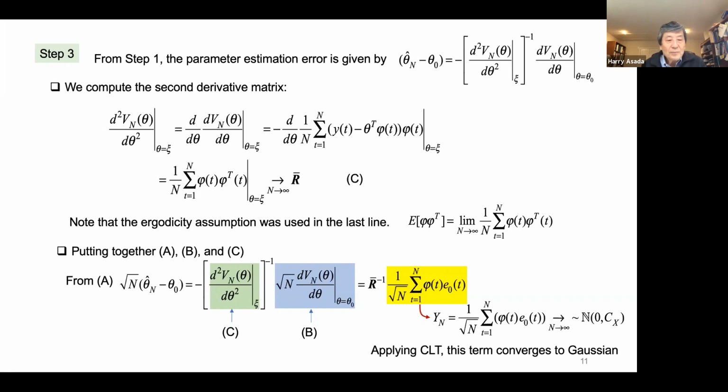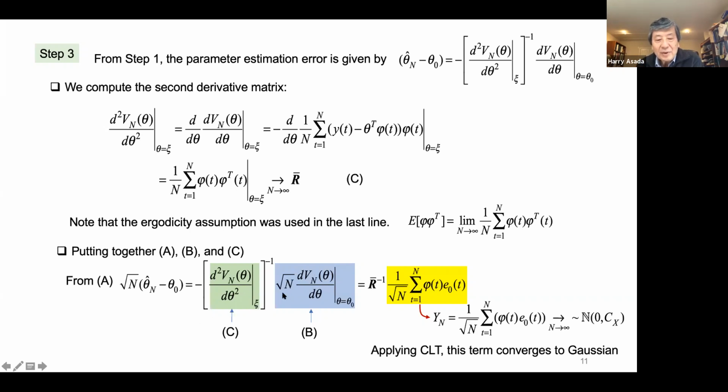So finally, we can put together all three components, A, B, and C, to get the final results. So from A, theta, and so this is the A, right? So cut and paste in here. And we like to multiply square root of n to both sides. So first this square, second derivatives, that's a matrix, evaluated at c, and then we take the inverse of it.